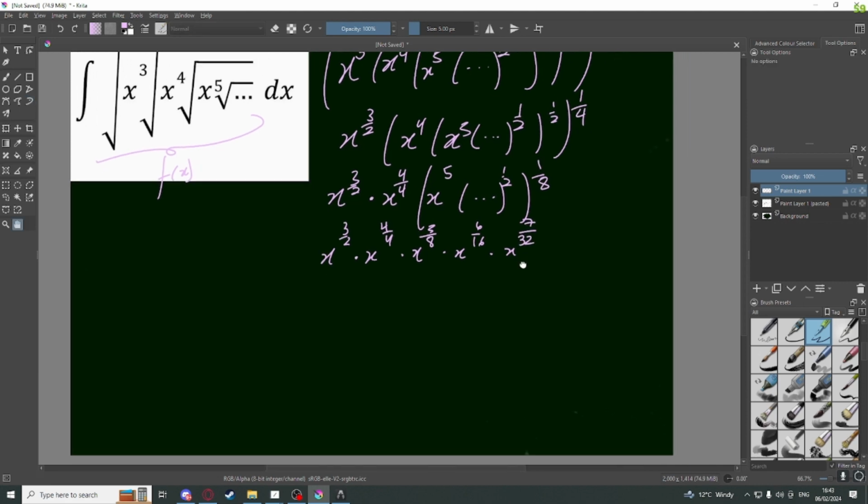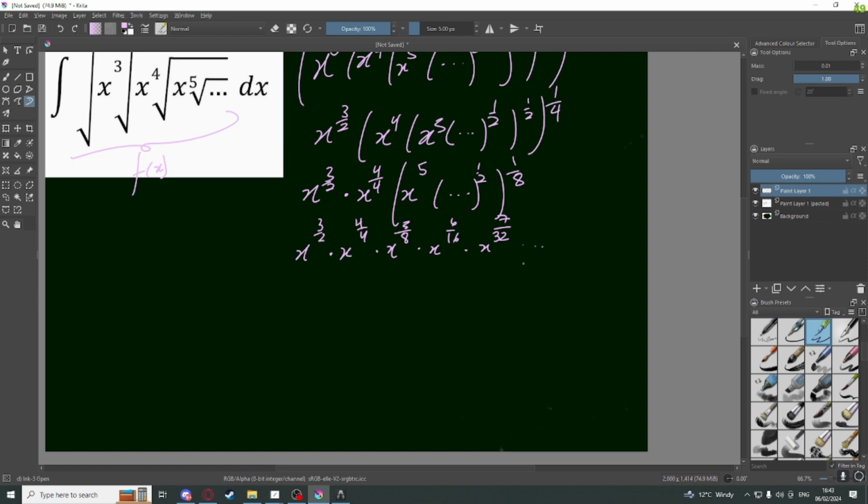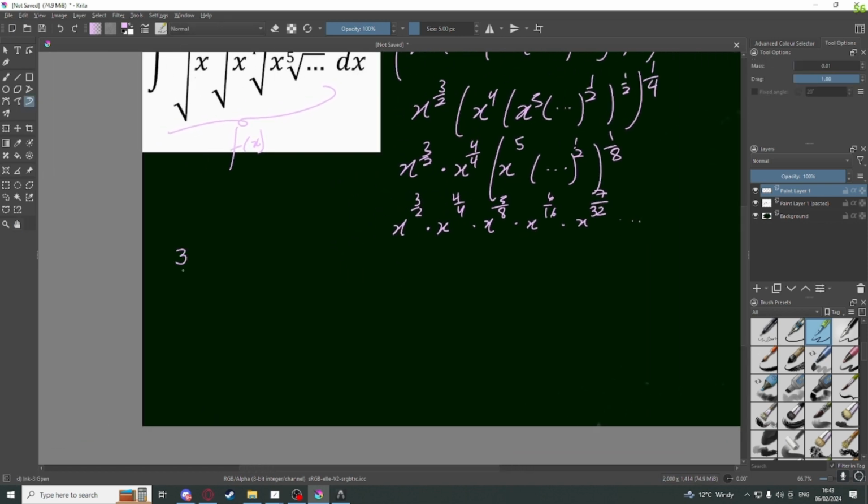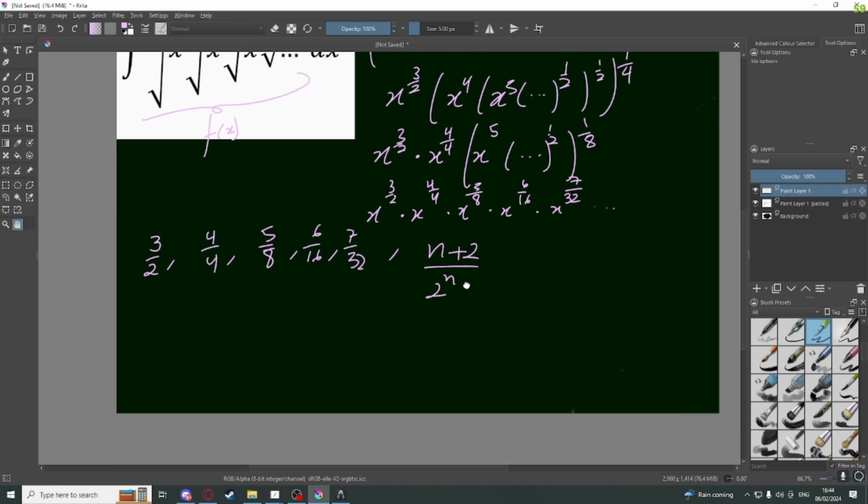And it just keeps following this same pattern where my power is in this sequence. 4 over 4. It's not 5. 5 over 8. 6 over 16. 7 over 32. And the general form is n plus 2 over 2 to the n.